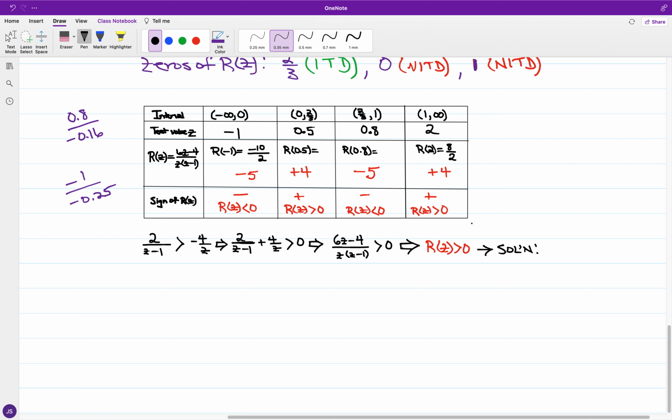okay, so where R of Z is greater than 0, okay, there's no equal to sign in this case, right? So where R of Z is greater than 0, we're looking at those values of Z greater than 0 and less than 2/3. And also have R of Z to be greater than 0 for those values of Z greater than 1. So this is going to be the interval solution in this case.